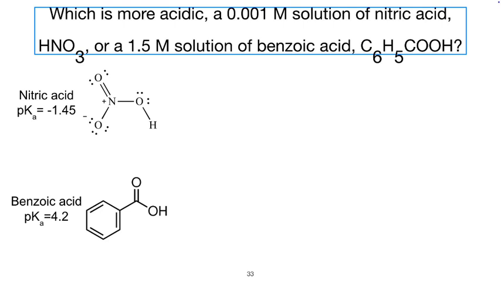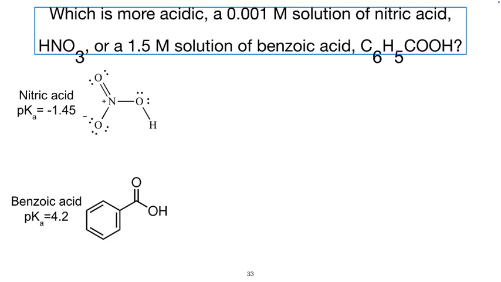Do you need an ice table for nitric acid? I asked the question, so. The same concentrations. They aren't the same concentration. Nitric acid is 0.001, the other one's 1.5. You don't need an ice table for nitric acid. Why not? It's going to fully dissociate. Why?